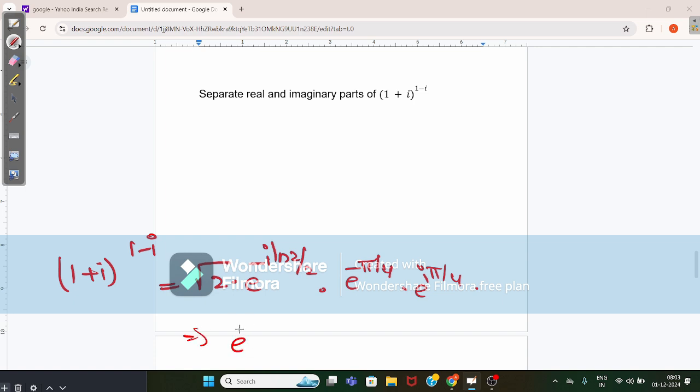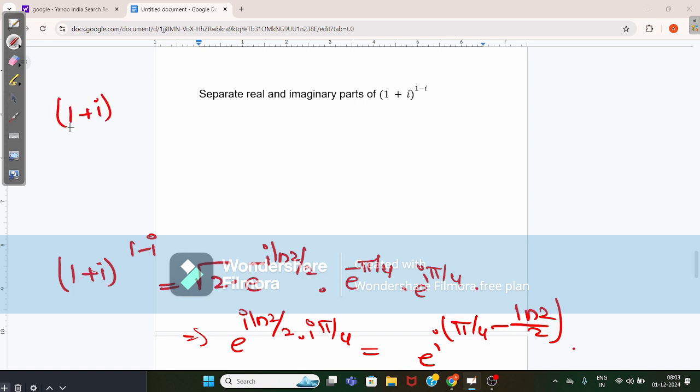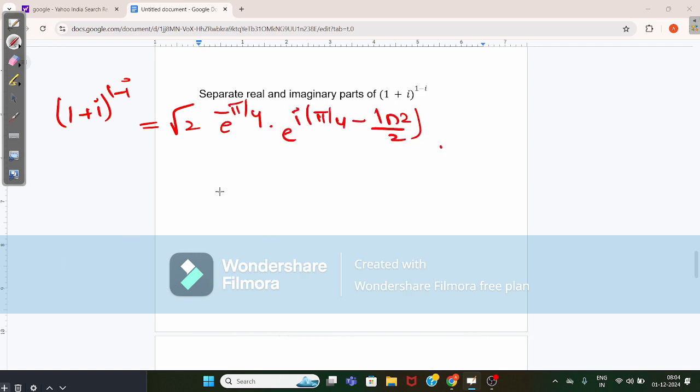Now e power i log 2 by 2 into e power i pi by 4 can be written as e power i (pi by 4 minus log 2 by 2). So (1 plus i) whole power 1 minus i gives root 2 e power minus pi by 4 into e power i (pi by 4 minus log 2 by 2), which is of the rectangular form.